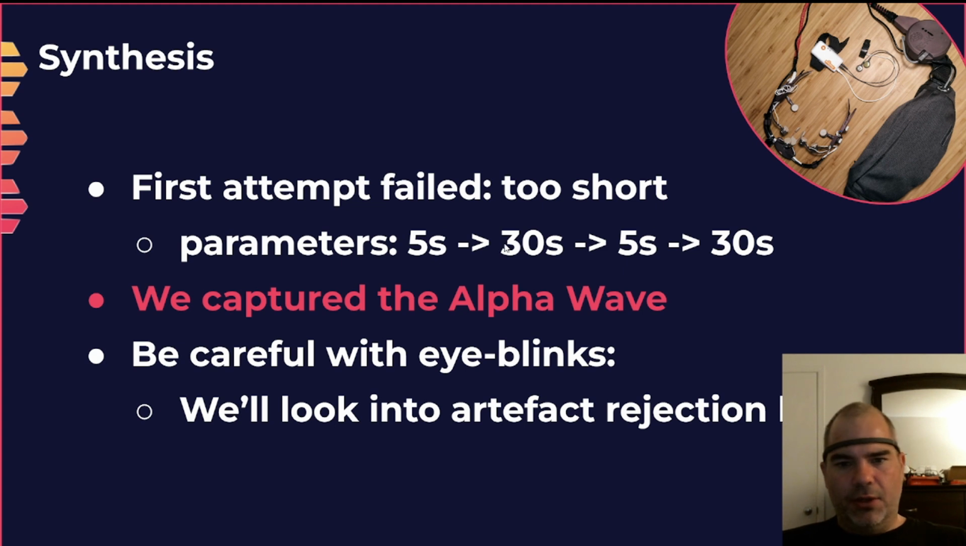I suspect either of two things: either I had an error in the code, or 30 seconds is just too short to really allow this relaxation state to take place. I'd be curious to try it again, but for now, the goal was simply to get the alpha wave, and this we did. So we did capture the alpha wave as shown.